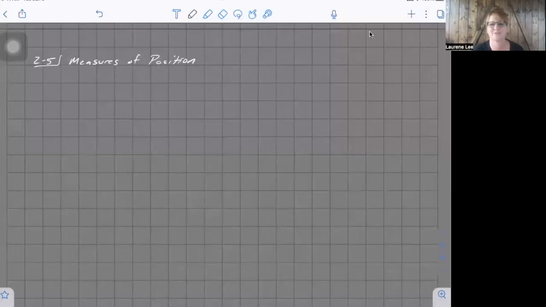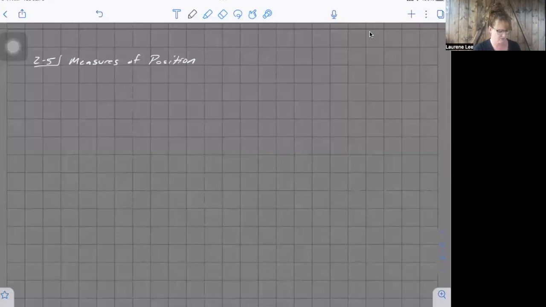Hey, welcome to section 2-5. We're going to talk about measures of position today. So the first is it's going to feel like a throwback to the beginning of chapter 2 when we talked about graphs, because this is going to be a way to display data.